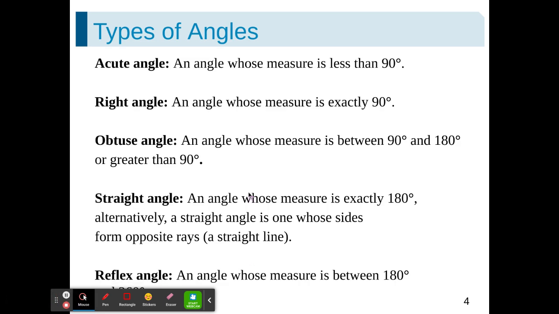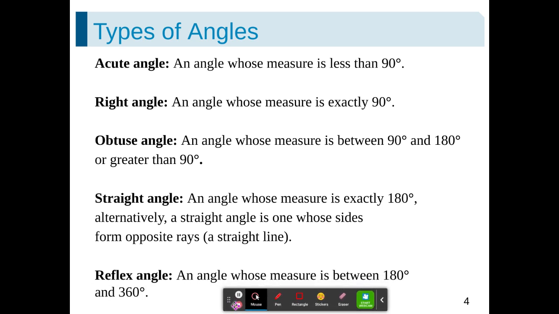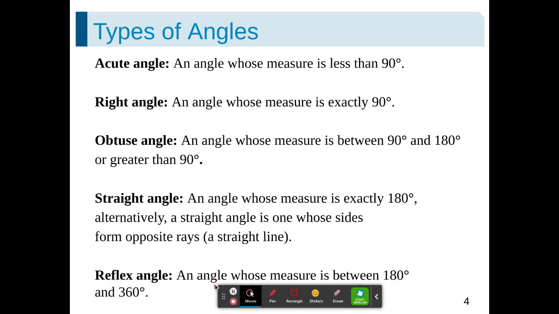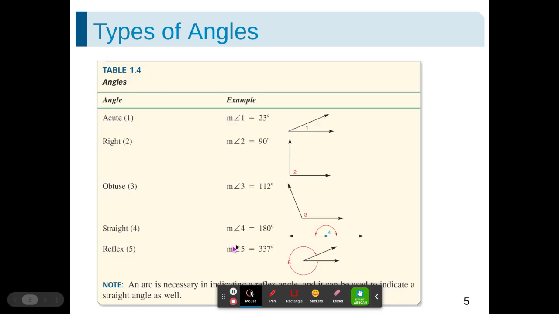Types of angles. So we have acute angles, right angles, obtuse angles, and straight angles. That's kind of a good one to think about. A straight angle is going to be a straight line. It's 180 degrees. And we have reflex angles. A reflex angle is an angle whose measure is going to be between 180 and 360. So here's just a little graph of those.